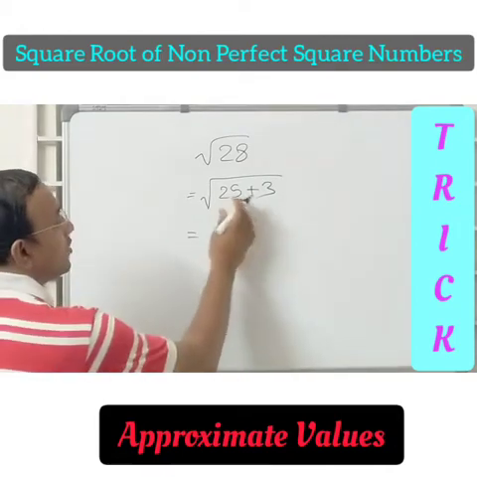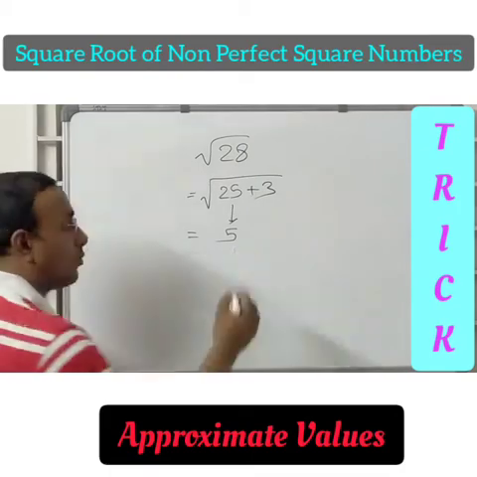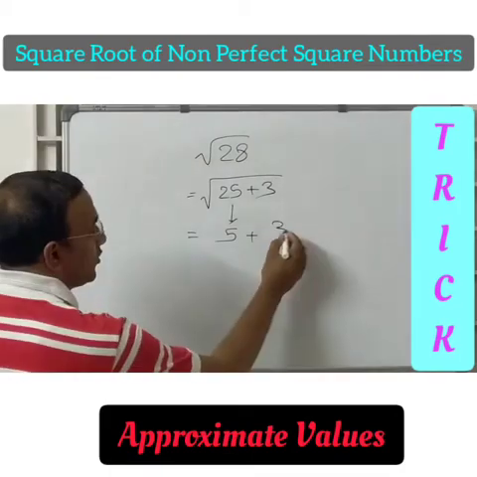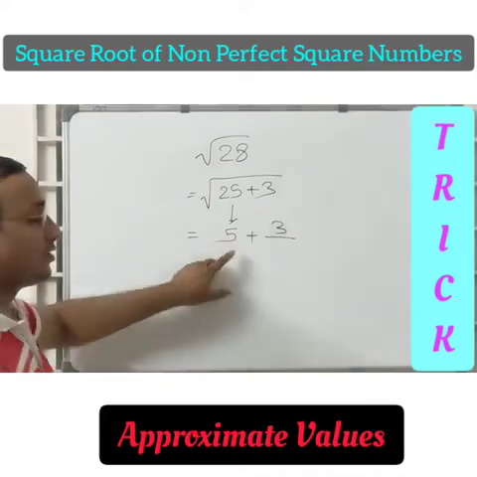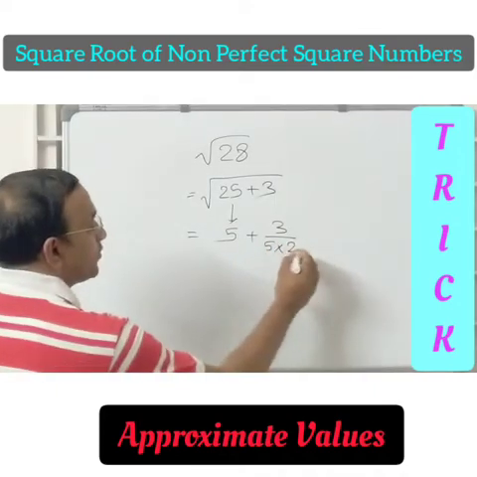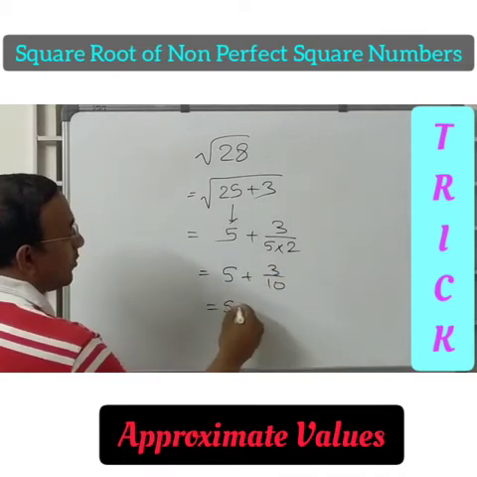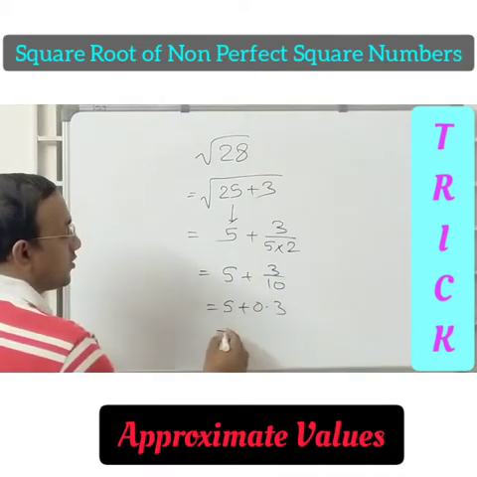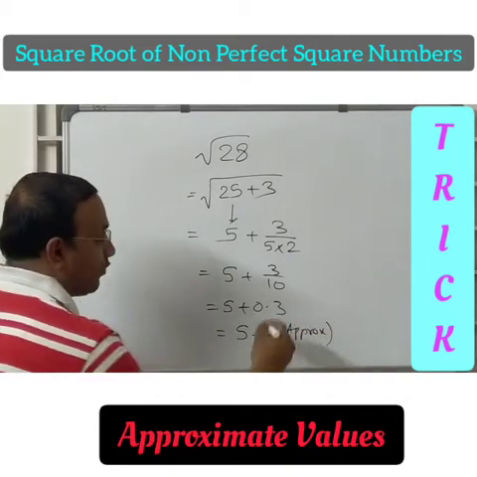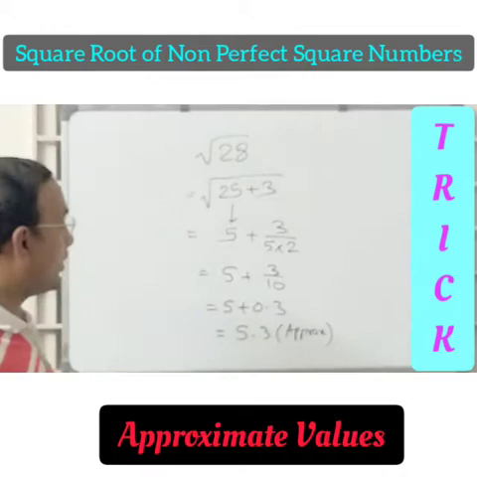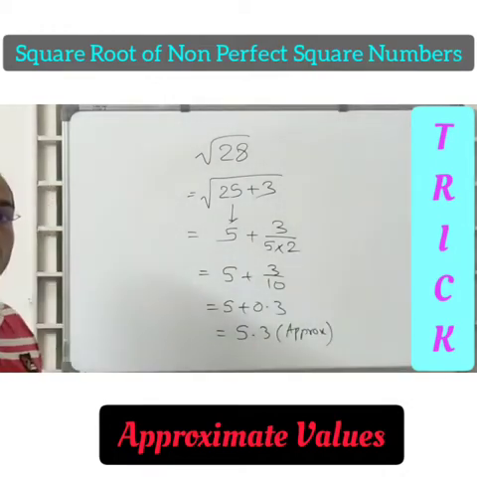Now you see friends what I am going to do. It's a trick. So the square root of 25 is 5. Next, as it is plus, 3 by, I am going to take the double of the square root that I got here. That is nothing but 5 into 2. Next step friends, 5 plus 3 by 10. You know 3 by 10 in decimal form? 0.3. So it is 5.3, which is my approximate value friends. Of course if you calculate with your calculator, you will get 5.29 something. So this is my approximate value.